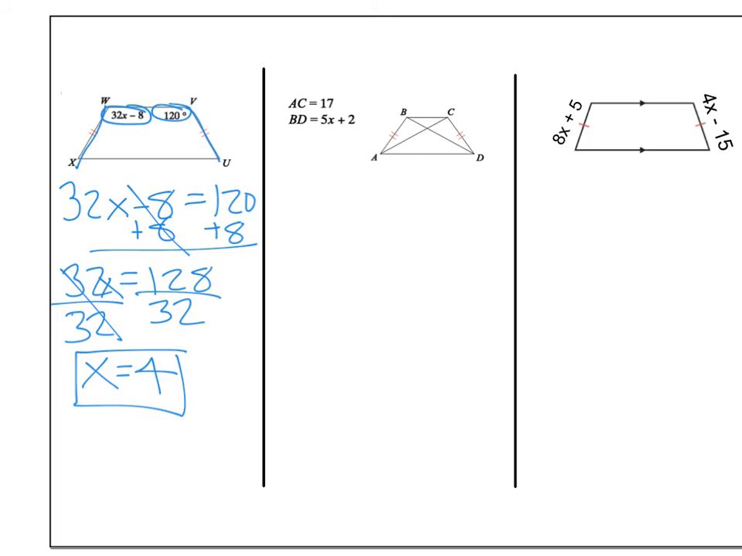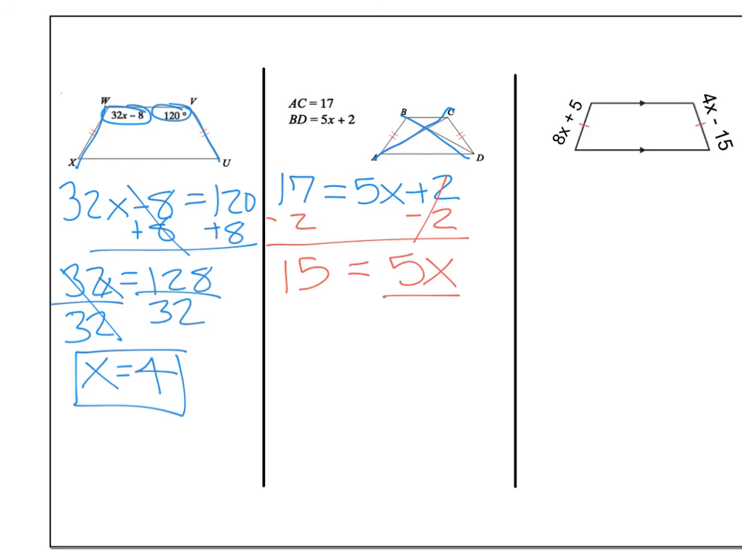In this next trapezoid, we have our diagonals are congruent. So AC, this diagonal, is congruent to BD, this diagonal. So since they're congruent, we're going to set them equal to each other. So I have 17 equals 5x plus 2. So again, my goal is to get that x by itself, so I'm going to subtract 2 from both sides. So I have 15 on the left equals 5x. Going to divide by 5. X equals 3.